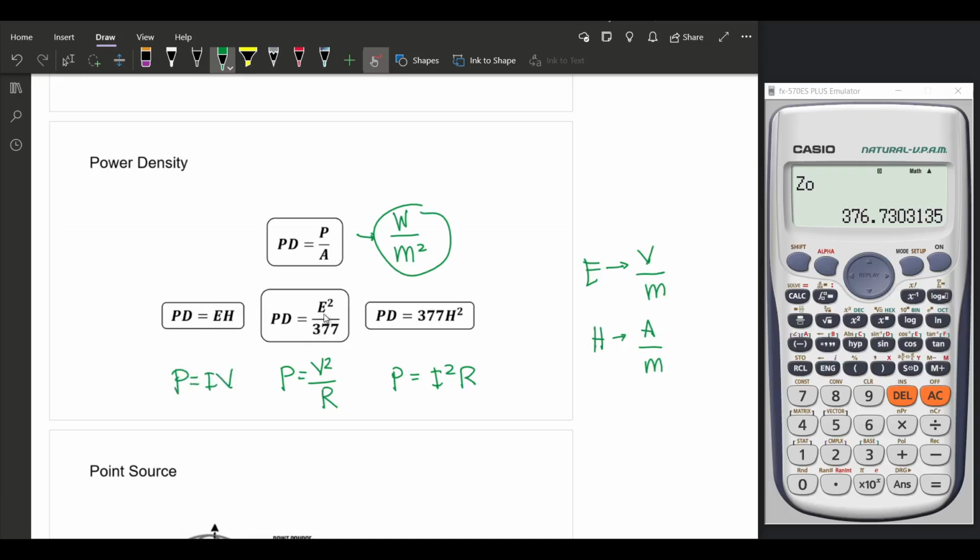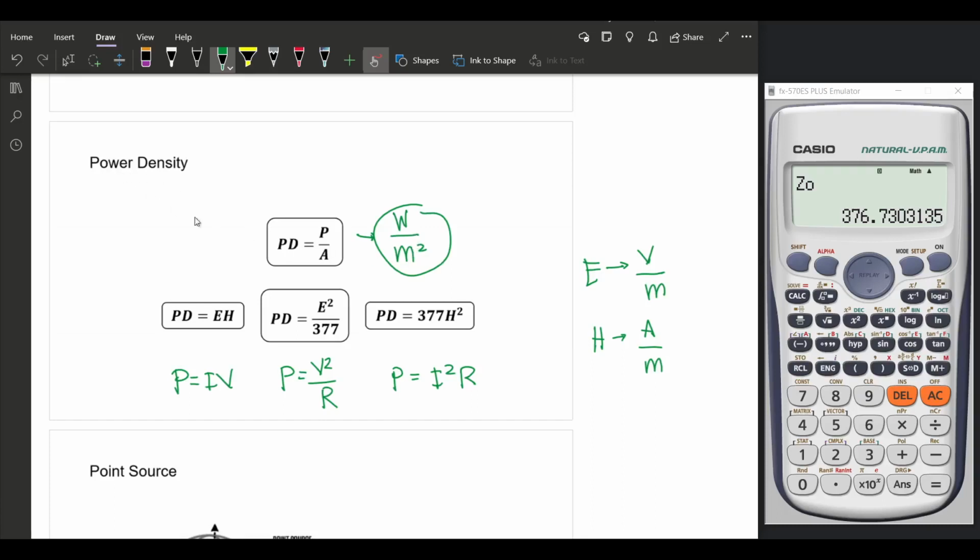Okay? Then, ito naman, para siyang E squared over R, wherein yung R natin is yung impedance ng space, so it is constant na 377. For the other formula, para siyang I squared R naman. Okay? So, again, the units. This is volts per meter for the electric field intensity, then amperes per meter for the magnetic field intensity. Then, for the power density, that is watts per square meter.